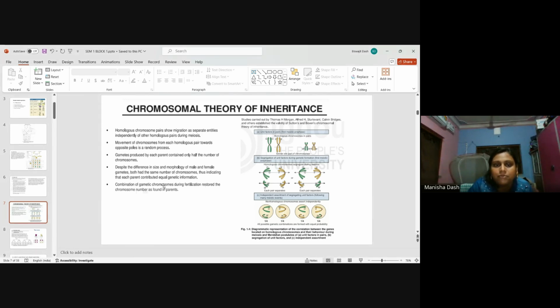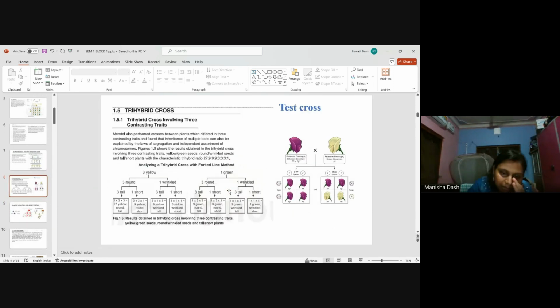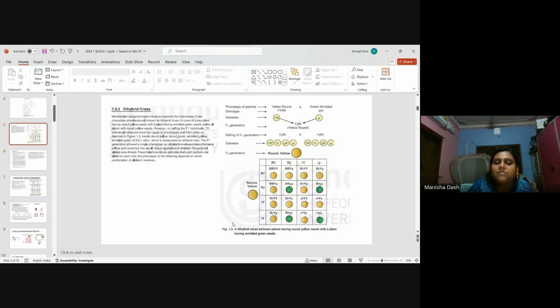Next, if we move to the trihybrid cross: like in the dihybrid cross, you have different types of genotype and phenotype ratios, similarly you can do it for a trihybrid. Tri means there will be three characters considered at the same time. Like in monohybrid, we have the phenotypic ratio 3:1 and the genotypic ratio 1:2:1. In the case of dihybrid, the phenotypic ratio is 9:3:3:1. So the all-dominant character will occur 9 times, this new recombinant character will occur 3 times, the other recombinant character will occur 3 times, and the recessive character will occur only once.